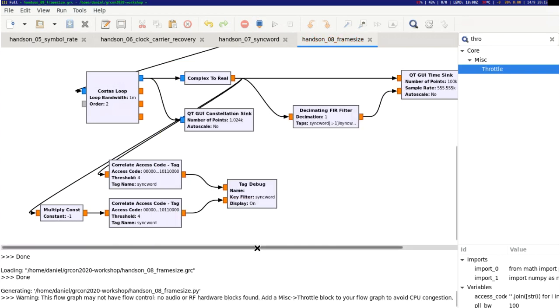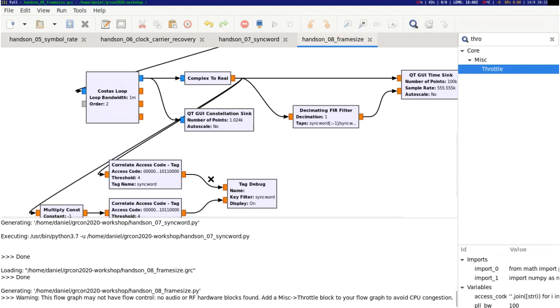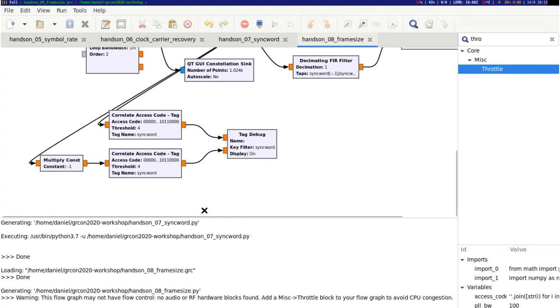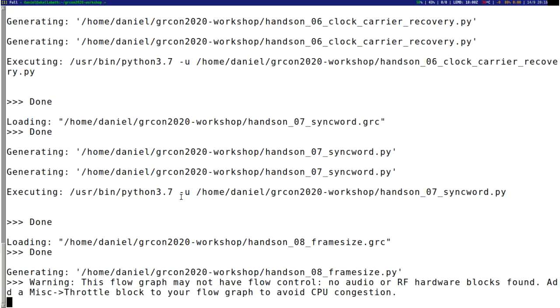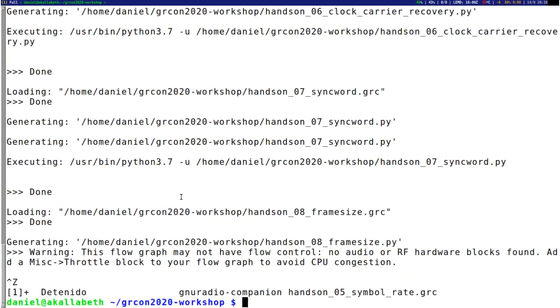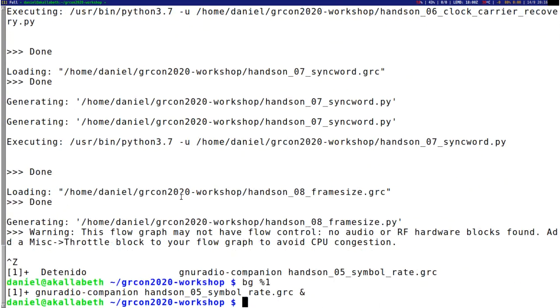All right, so small note about this. By default, when running these flow graphs, GNU Radio Companion will print information here. This is not very efficient. This tag debug is going to generate a lot of messages to print here. So it's better to run it on the terminal, like here, so as not to hang up GNU Radio Companion with all these messages.